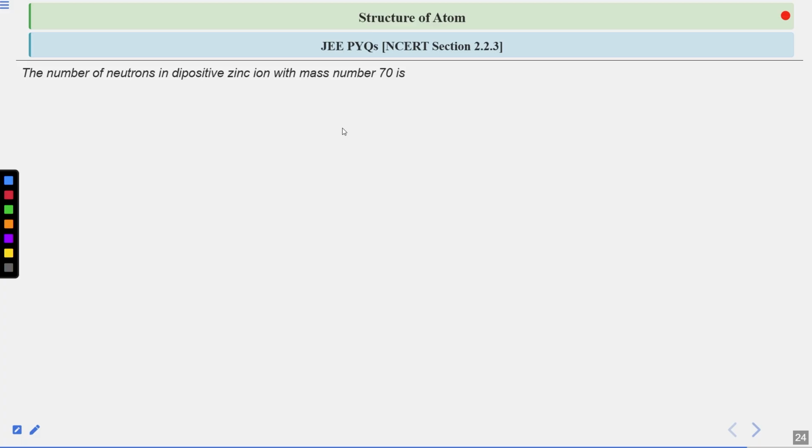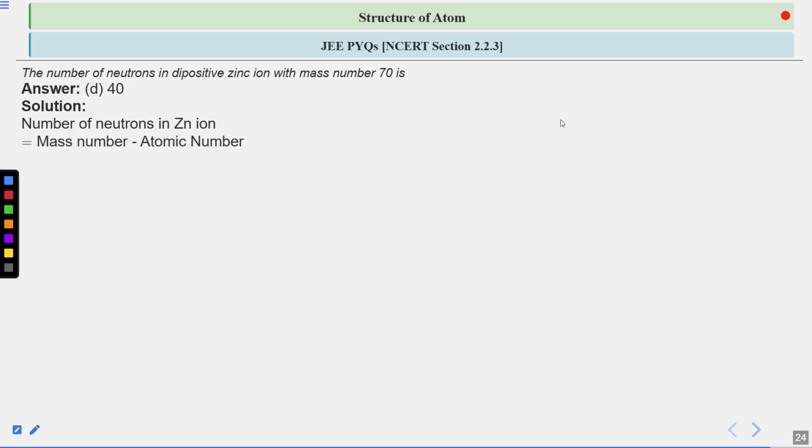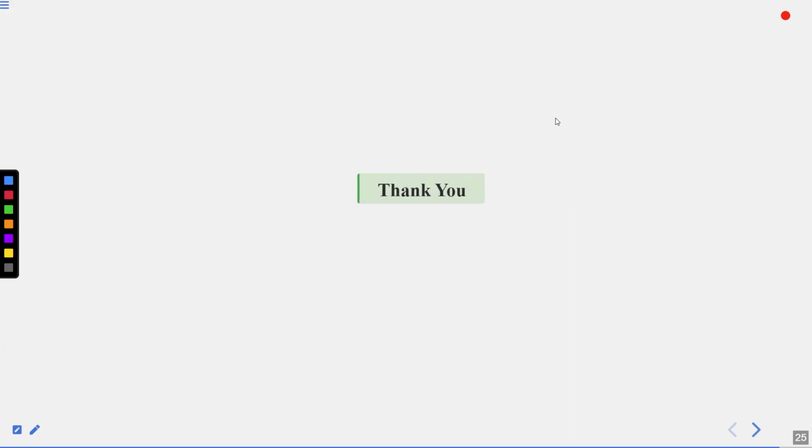So the number of neutrons in di-positive zinc ion with mass number 70 will be option number D, which is 40. How do we solve it? It's an easy one to do. So the number of neutrons in zinc ion will be mass number minus the atomic number. So mass number is already given. Atomic number of zinc is 30. That gives you your number of neutrons. So this was all from the PYQ section.